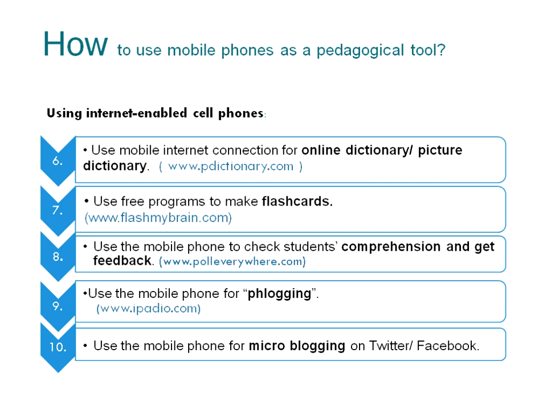Okay, use a mobile phone to check a student's comprehension and get feedback. Poll Everywhere, and there are a lot of these websites where you can just check the comprehension of the students. Like polls, and you can write a reading paragraph and then you check the comprehension. They use it on their phones.